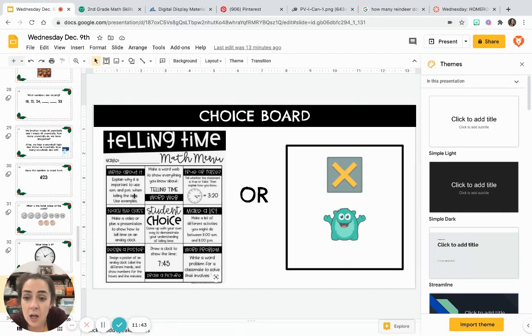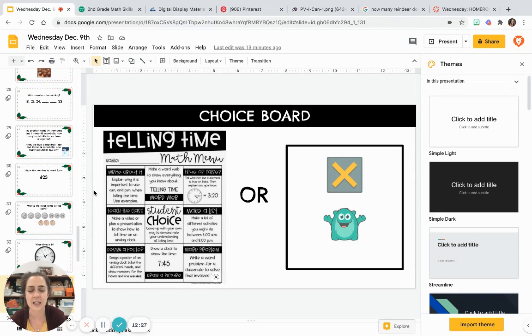So let's read them. So 1, write about it. Explain why it is important to use AM and PM when telling the time. So remember, AM means morning and PM means afternoon or nighttime. Why is that important? Then teach the class. Make a video or plan a presentation to show how to tell time on an analog clock. I would love to see those. Maybe you use Book Creator, and you make a book telling how to tell time on an analog clock. That'd be a great idea. Design a poster. Design a poster of an analog clock. Label the different hands and show numbers for the hours and the minutes.